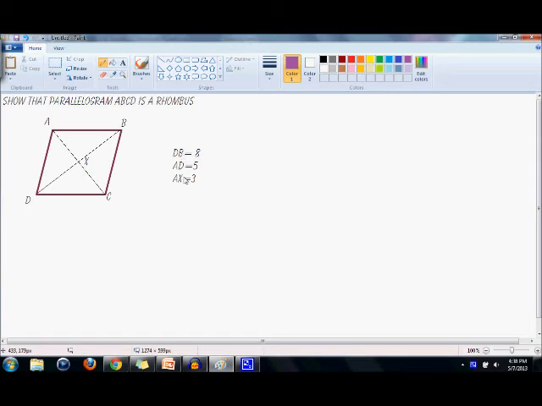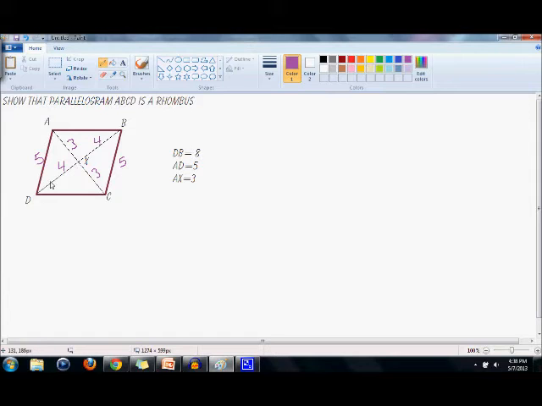Thus, show that parallelogram ABCD is a rhombus. Well, we have these given measurements, that DB is 8. And since we know the parallelogram is bisected, this is 4, and this is also 4. AD is 5. And AX equals 3. Well, if you look at this, you can say that this is also 5 since it's a parallelogram. Congruent opposite sides.